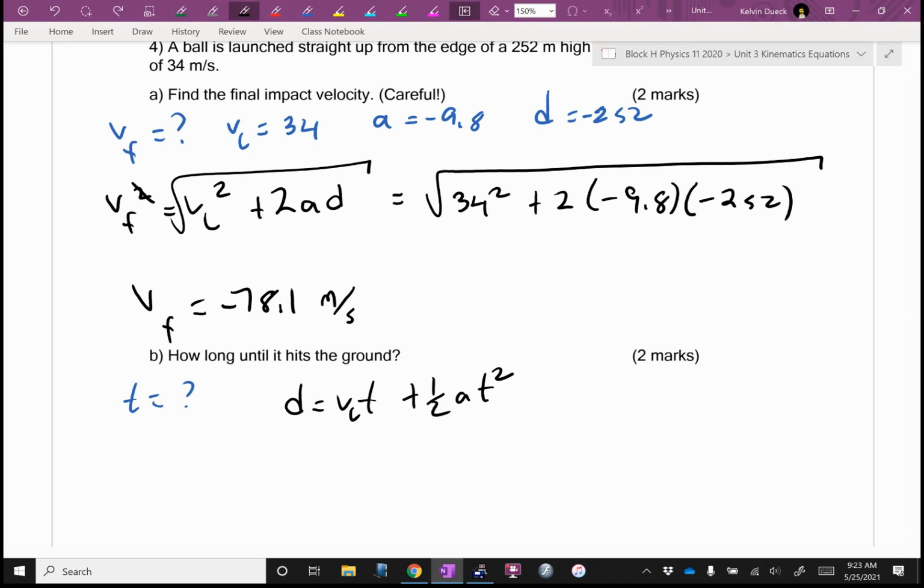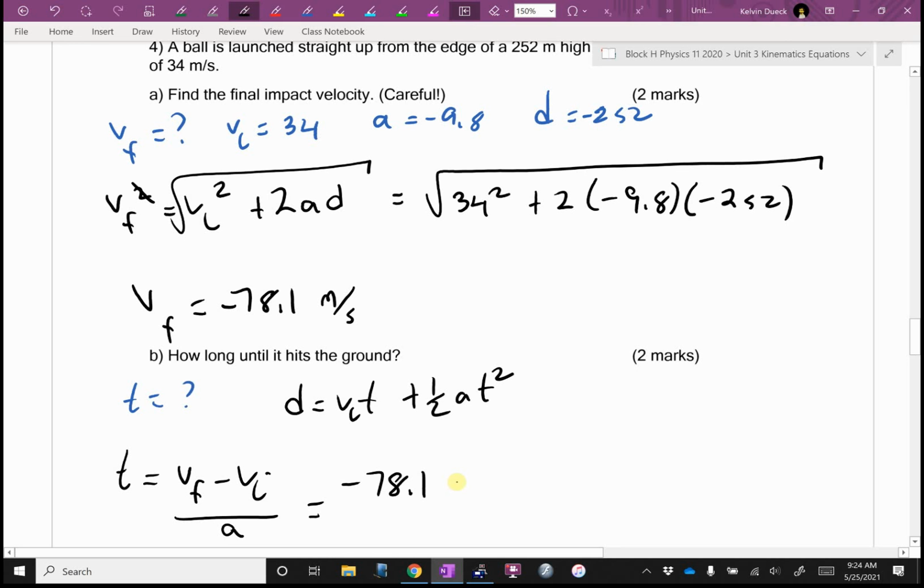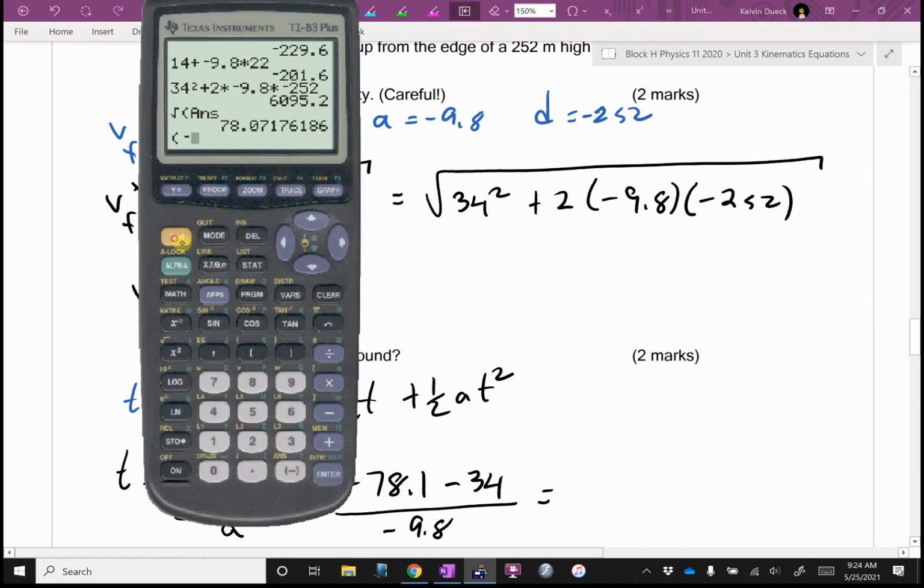answer from part A. I'm going to say T equals VF minus VI over A. It's going to be negative 78.1, but I'm going to use my answer button, minus 34, all over negative 9.8. Negative answer button, there's my negative 78.1, minus 34 divided by negative 9.8. If you do that, you get that it was in the air for 11.4 seconds.